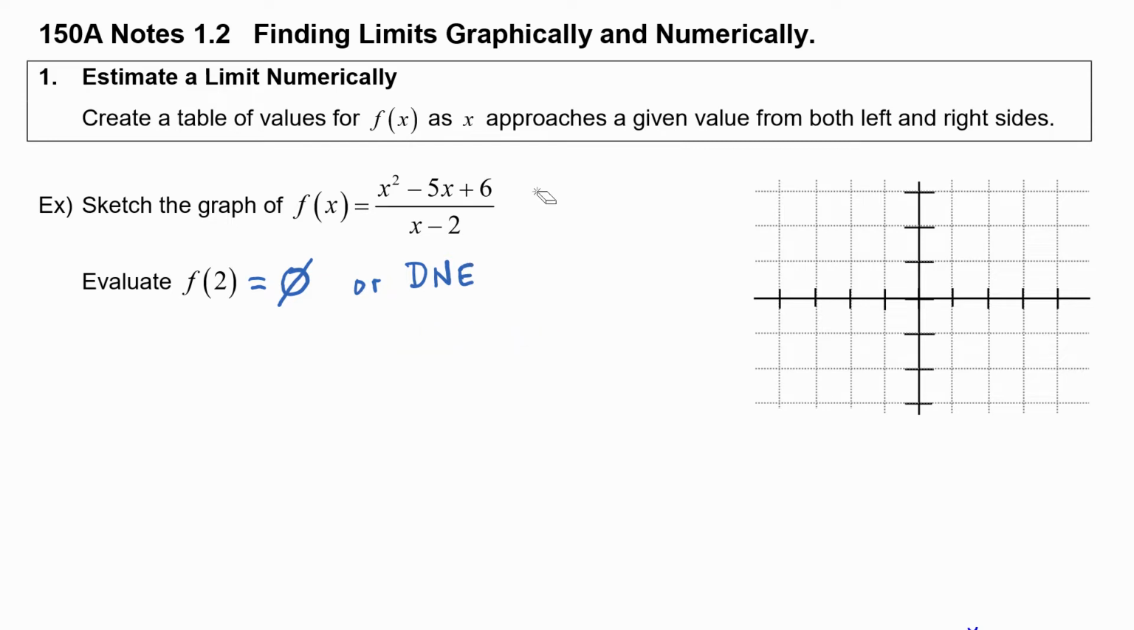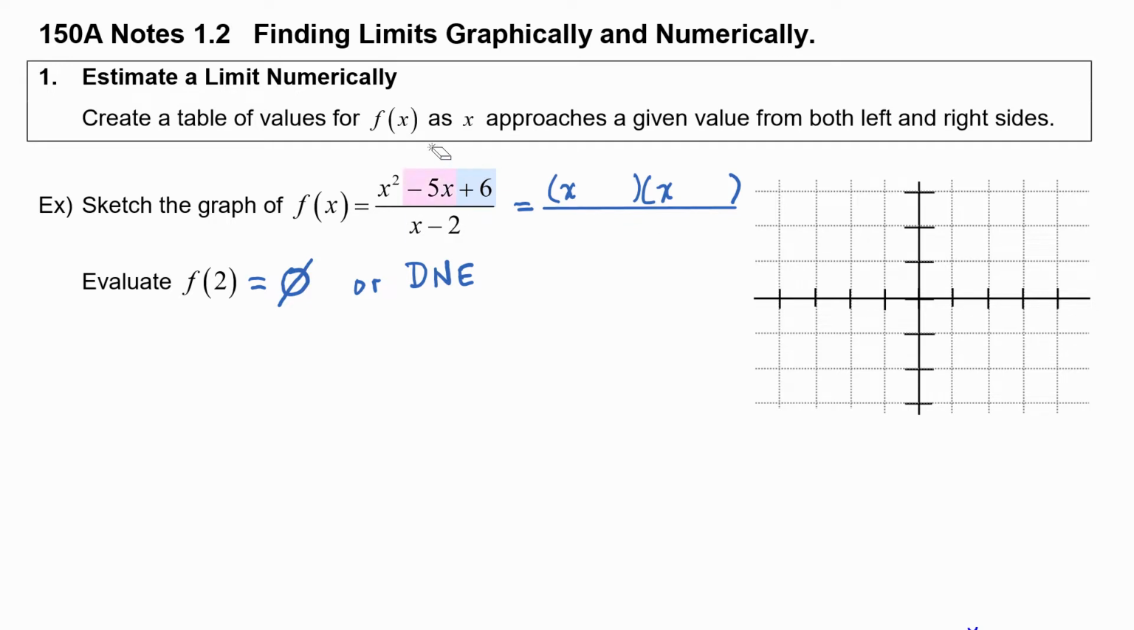Now let's try to sketch the graph here. From our days in algebra, we recognize that this numerator can be factored. To get an x squared for the first term, we know that's going to be x times x. To get a positive 6 for the last term, we know that both factors would have to be positive or both factors would have to be negative.